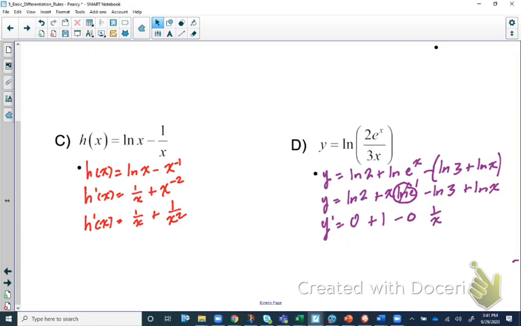And I didn't get my sign right on that. Somebody is probably screaming at me right now saying, Mr. Pierce, you didn't get your sign right here. This is supposed to be a negative here, so that's a negative there. There we go. Now I think it's right. And so finally we'll have y prime is equal to 1 minus 1 over x for my derivative on D.